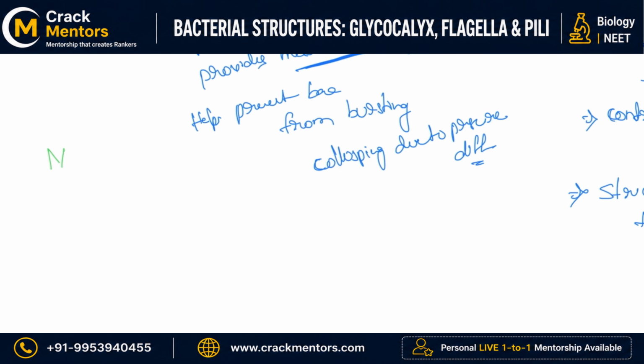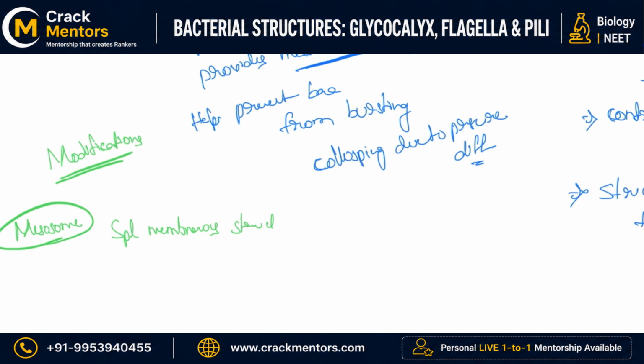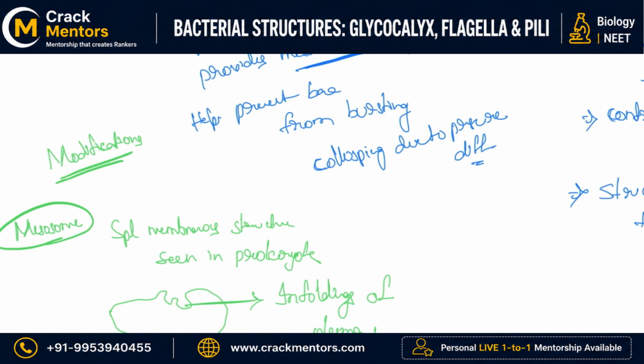Coming to the modifications, the major modification of cell membrane that we have seen is the mesosome. Mesosome is the special membranous structure present in prokaryotes. It is formed by the infolding of the plasma membrane. From where is it formed? It is formed from the infoldings of plasma membrane. Okay, so this infolding might be present as a vesicle, tubule, or a lamella.